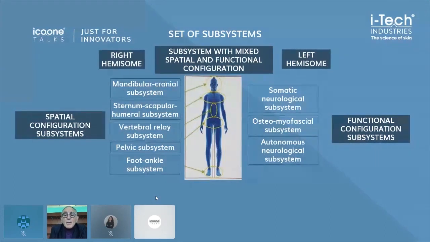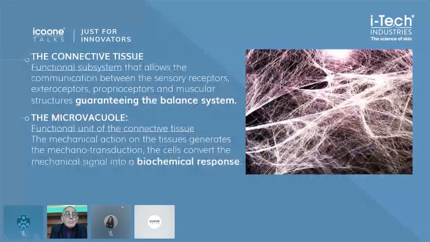Which functional configuration? About the somatic neurological and autonomous neurological, but very important is the osteomyofascial subsystem. This subsystem is very important for the connective tissue, because the connective tissue is part of the osteomyofascial subsystem, and this is a functional subsystem that allows the communication between the sensory receptors, exteroceptors, proprioceptors, and muscular structure, guaranteeing the balance system. The balance system is very important, and also the microvalve is the functional unit of connective tissue.